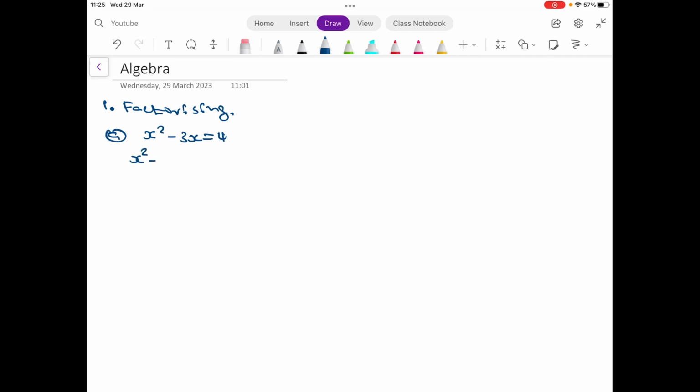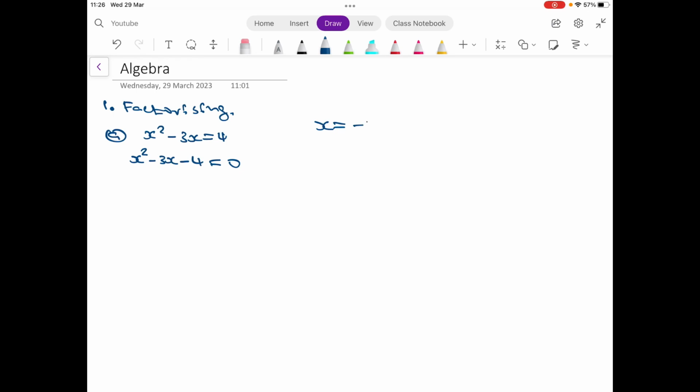The first thing we need to do is move this 4 from the right to the left. Then we have that. When it's like this, now we just need to find the factors. To find the factors, let's not stress ourselves. We are allowed to use a calculator, so use the quadratic formula to get the factors.